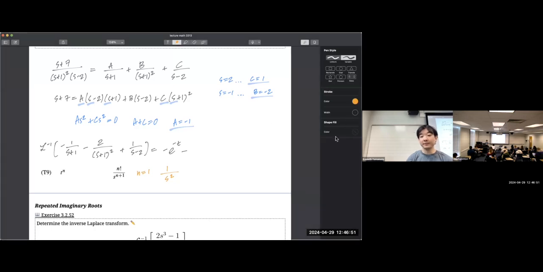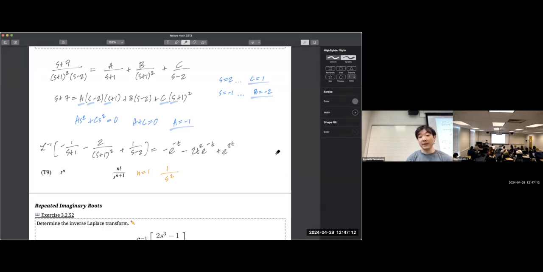So it's going to be t e to the negative t. And there's a 2 in the front. And then you have plus e to the 2t. Because this is just the inverse Laplace.